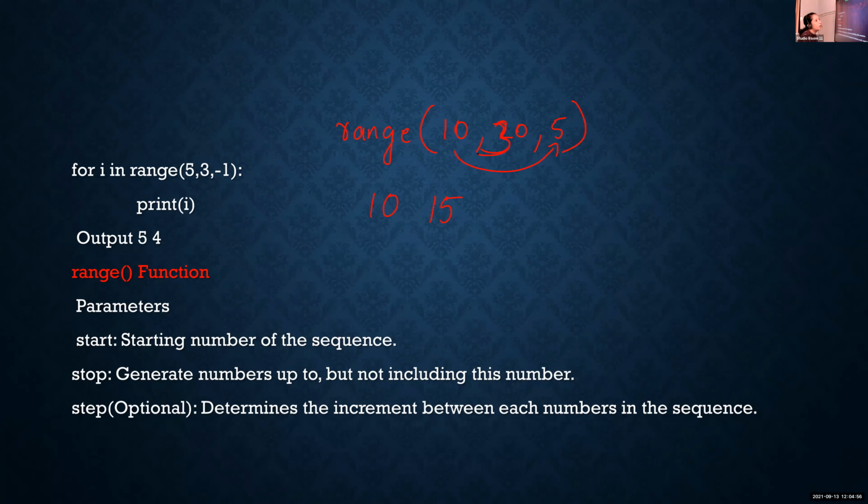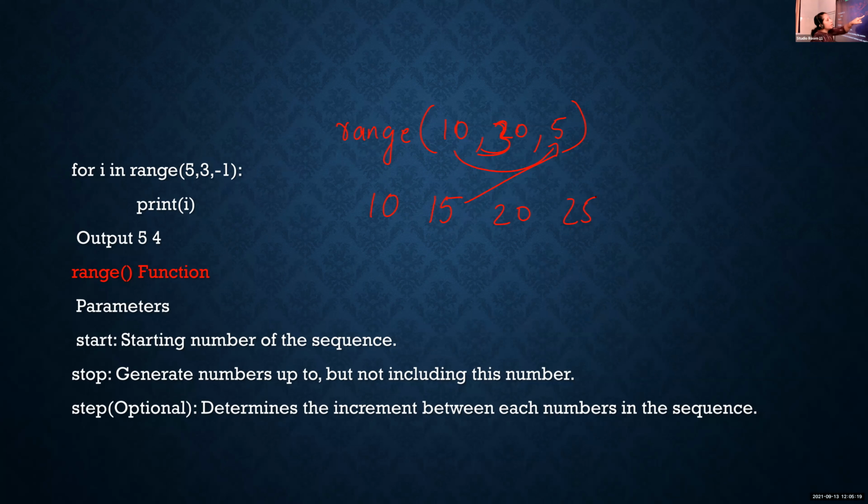Okay. Stop value is 30. So the first value is 10. Then 10 plus 5, 15. Then 15 plus 5, 20. 20 plus 5, 25. After that, 25 plus 5, it is 30. But you just check at each and every update, you check the stop value. Here the stop value is 30.